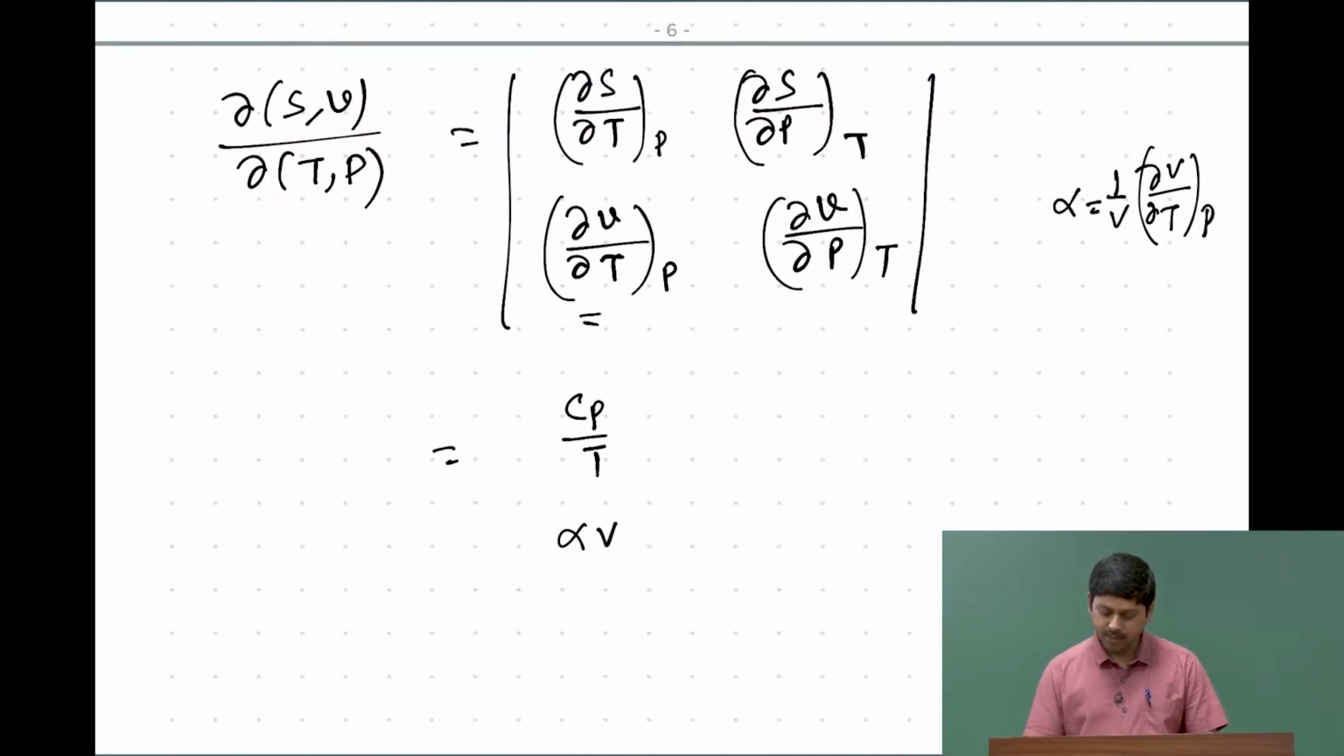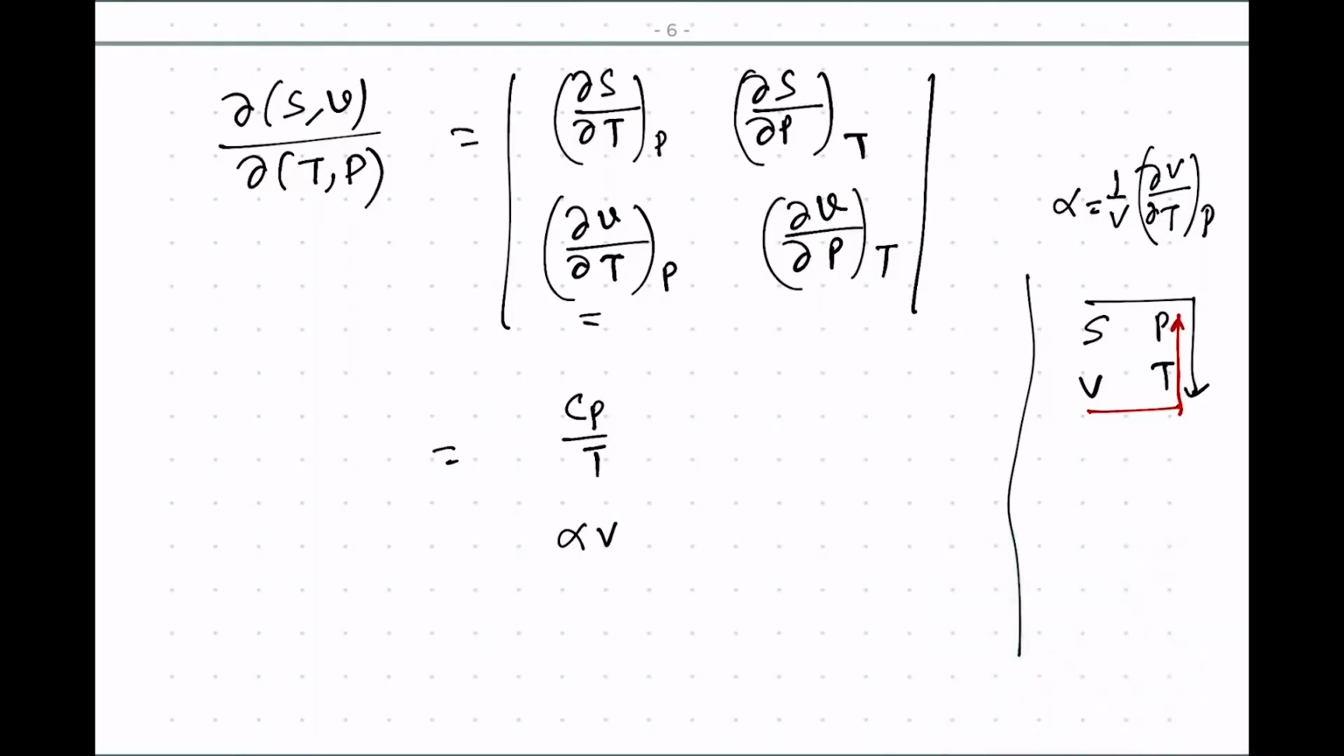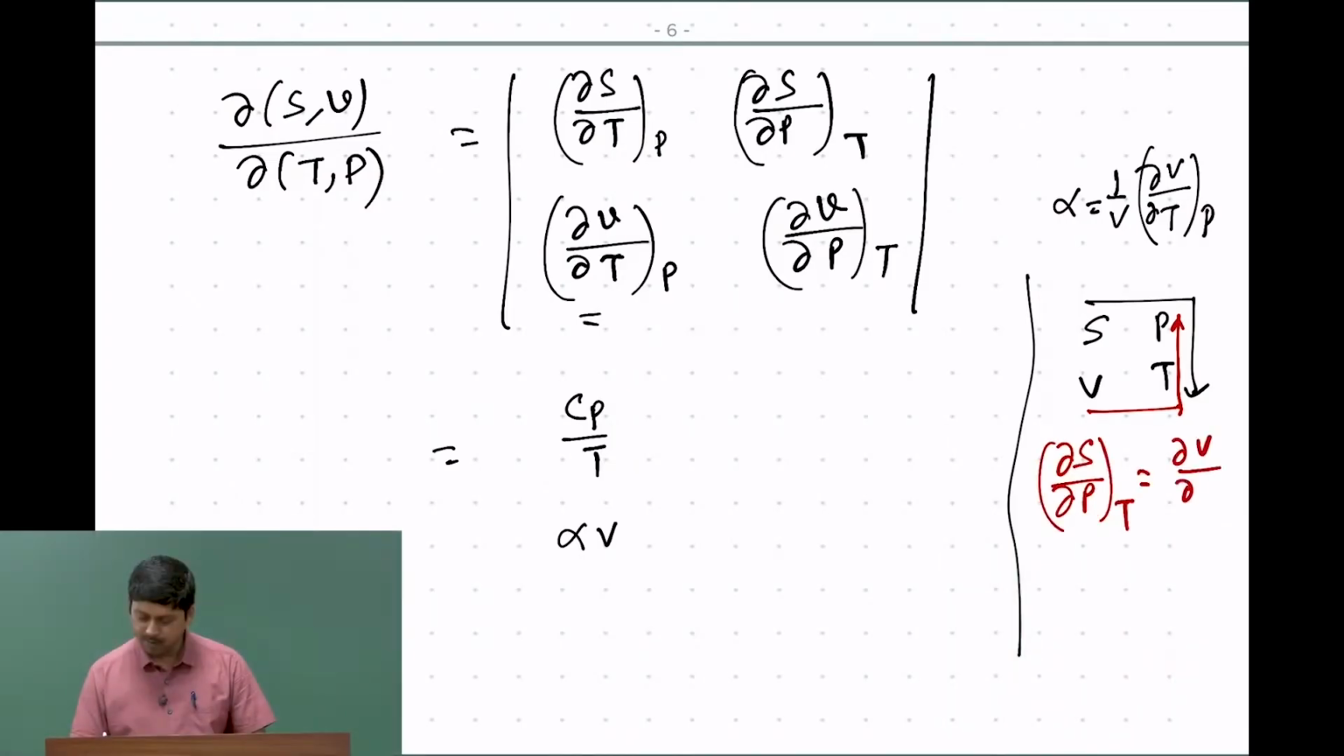Now, on the right hand side I have del S by del P at a constant T, and that is not immediately understandable, but we can use the Maxwell relation here, the S P T V. You know that del S by del P at a constant T, which is coming down, is del V by del T at a constant P, which is going up. So, therefore, we can write del S by del P at a constant T is nothing but minus of del V by del T at a constant P.